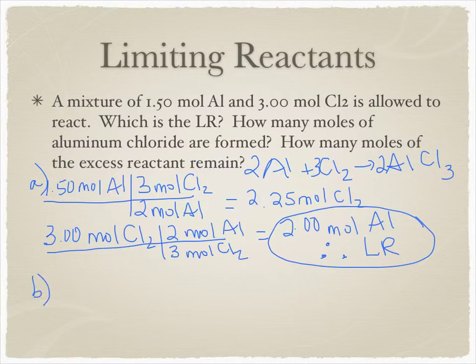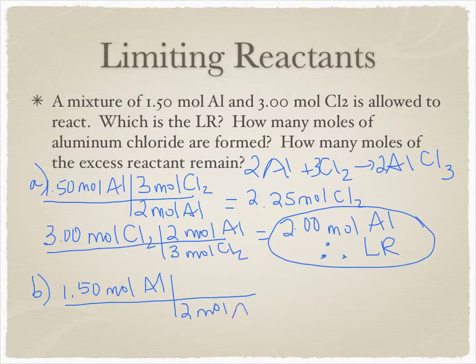All right, now question B. How many moles of aluminum chloride can be formed from the moles of aluminum that you have? So we have 1.50 moles of aluminum multiplied by the molar ratio, and here we're going to say, oh, well, that's 2 moles of aluminum, and we're going to make 2 moles of aluminum chloride, so we can then get 1.5 moles of aluminum chloride.